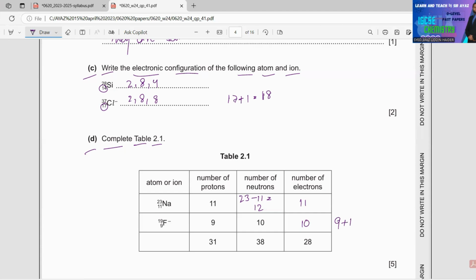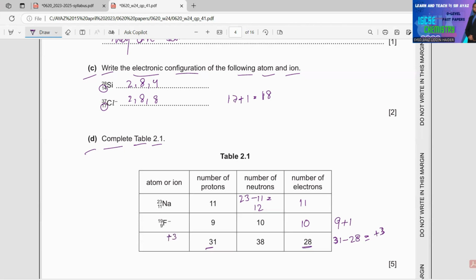Now what about the third one? The number of protons, neutrons and electrons are given. We don't know whether it's an atom or an ion, but looking at the number of protons and electrons, we can easily predict it must be an ion carrying a plus 3 charge, because the difference between 31 and 28 is 3. It has 28 electrons, not 31. 31 protons and 28 electrons, which means 31 minus 28. So it must be carrying a plus 3 charge. So I will write plus 3 here.